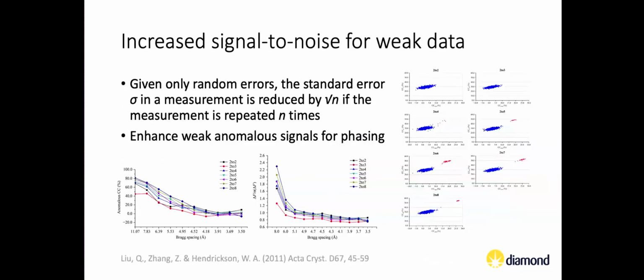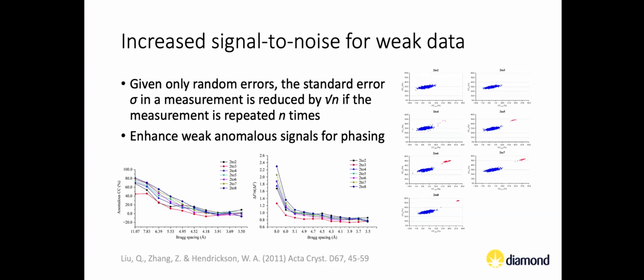Another reason for combining data from multiple crystals is to increase signal to noise for weak data. Under the assumption that you've only got random errors, the standard error or uncertainty in a measurement is reduced by the square root of n if you repeat the measurement n times. So if you combine data from multiple crystals, you can hopefully reduce the error in your measurements. One common application might be for enhancing weak anomalous signal for phasing.